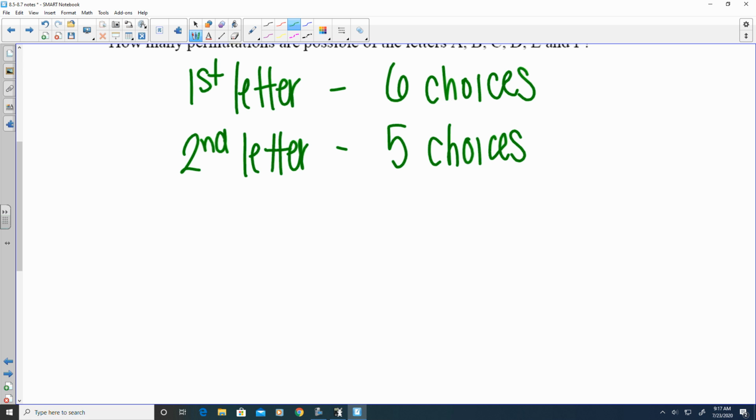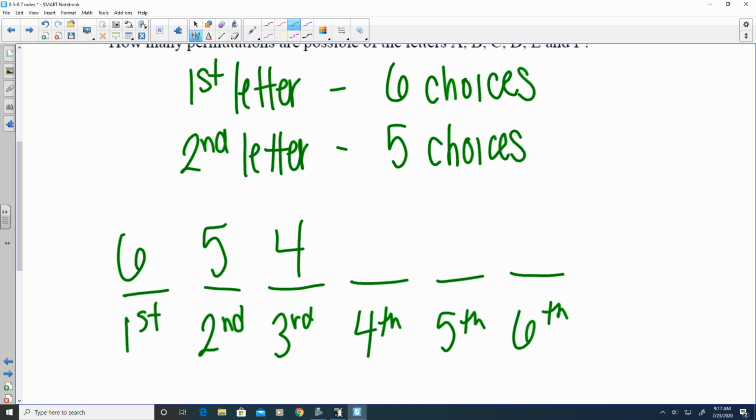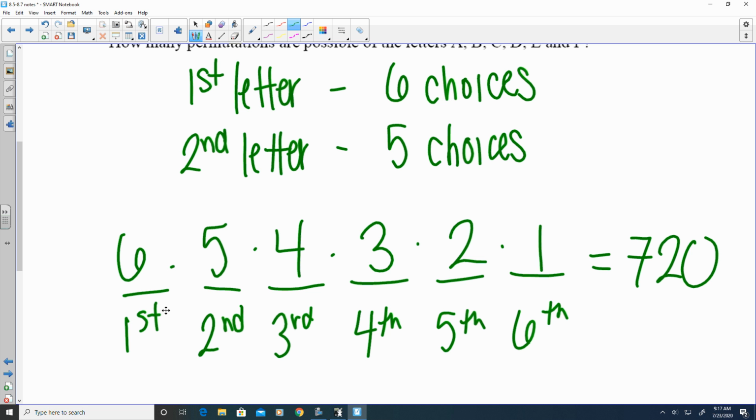Okay, so let's put this out in a 1, 2, 3, 4, 5, 6. First letter, second letter, so we're going to see that pattern. We don't have to write out everything. We see that the first letter has 6 choices, then the second has 5. It's going to keep going down as we use our letters and multiply them together because of that counting principle, and there are 720 for ordering those 6 letters.